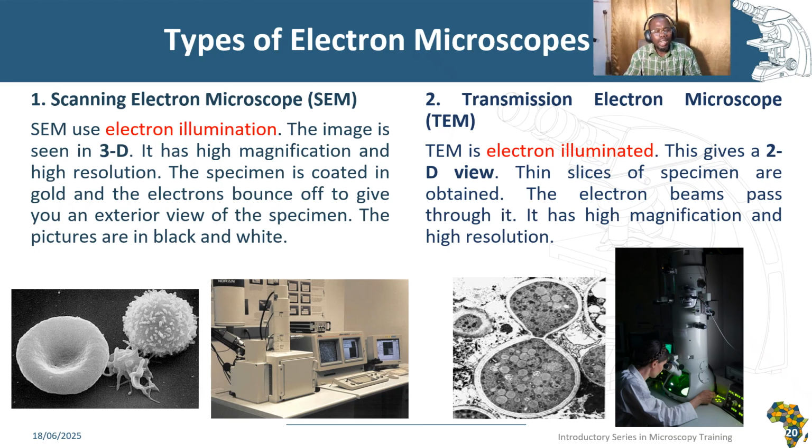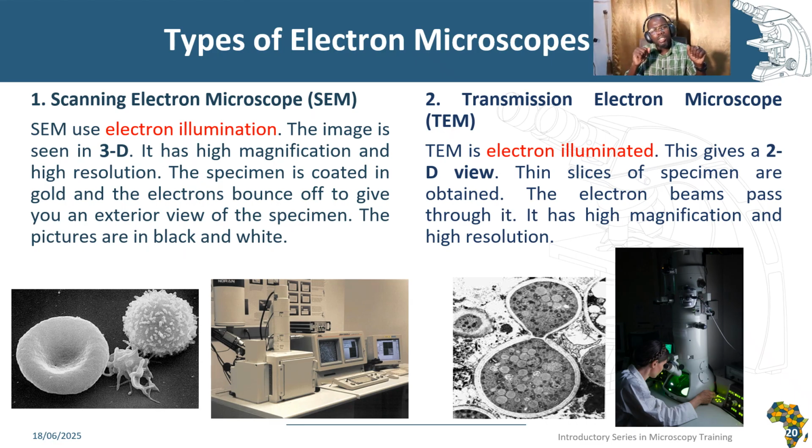Starting with the scanning electron microscope, as the name suggests, scanning, it examines the surface morphology of a specimen. So this type of microscope displays three-dimensional black and white images, highly detailed, illustrating the surface morphology.